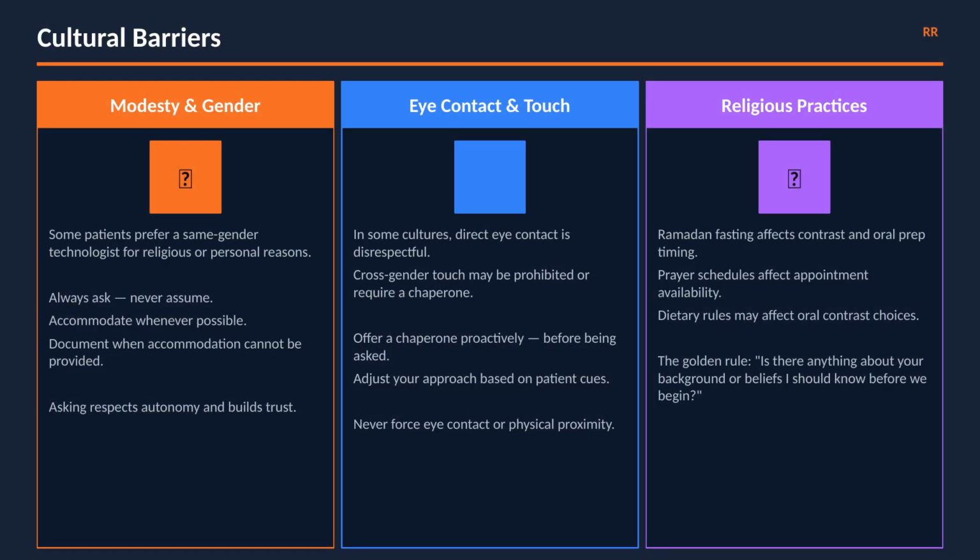4 populations with specific communication approaches. Pediatric patients, speak to the child directly, not just the parent. Use non-threatening language. Teach back works well. "Can you show me how you'll hold your breath?" Allow a comfort item. Let the parent stay when clinically appropriate.